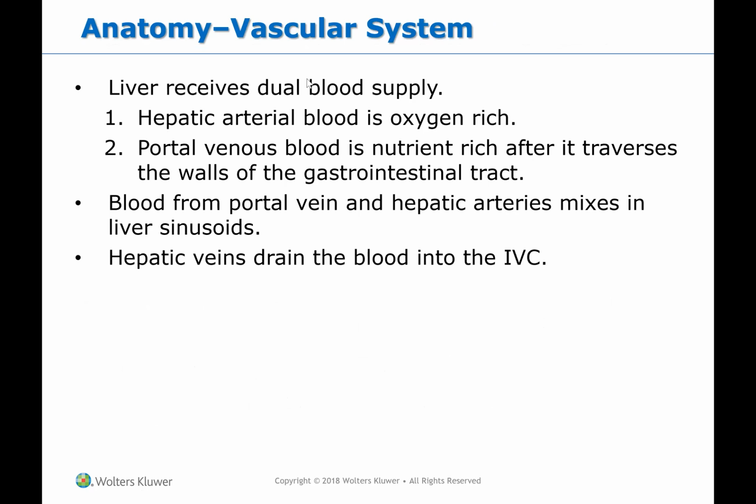The liver receives dual blood supply. It receives blood from the hepatic arterial blood that's oxygen rich, and it also receives blood from the portal venous blood that's nutrient rich after going through the GI tract. The hepatic veins drain the blood into the IVC.